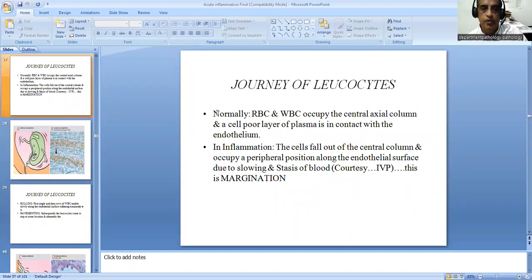Now, as I mentioned briefly before, normally RBCs and WBCs occupy the central axial column, and a cell-poor layer of plasma is in contact with the endothelium. Now, in inflammation, what happens? Due to the slowing and stasis, first there is an influx of red cells and blood into that area, the central column expands, and the cells tend to fall out of the central column and occupy a peripheral position along the endothelial surface. This is known as margination. The cells occupy the margins.